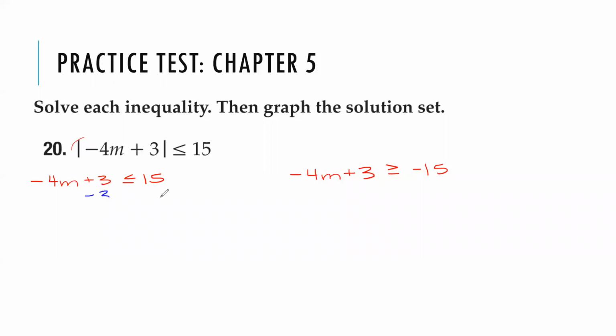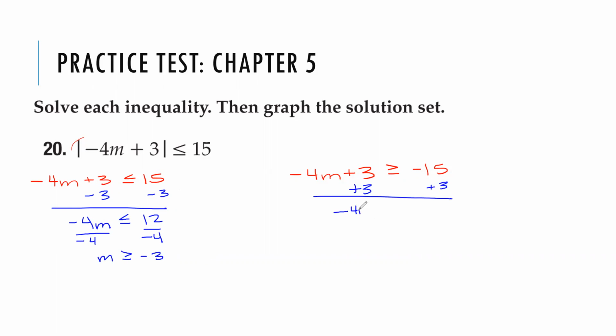So then I'm going to solve this. Subtract 3 from both sides, and negative 4m is less than or equal to 15 minus 3, which is 12. And then I'm going to divide both sides by negative 4, so I'm going to flip that inequality, and 12 divided by negative 4 is negative 3. Then over here, I'm going to add 3 to both sides. You get negative 4m is greater than or equal to negative 15 plus 3, which is negative 12. Now again, I'm going to divide by negative 4, so I'm going to flip my inequality symbol.